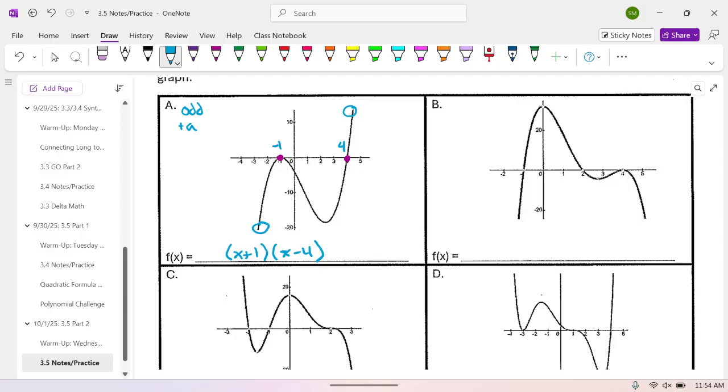Now we need to look at the dance moves to determine what exponents are connected to them. For -1, what dance move, bounce, cross, or wiggle, do you think it's going to be, Julian? There's a bounce, cross, or wiggle at -1. Bounce. What exponent is connected to that? It is 2. Yeah. So this will be squared.